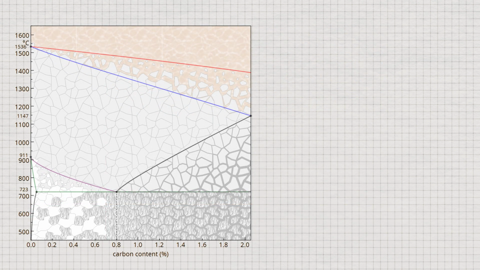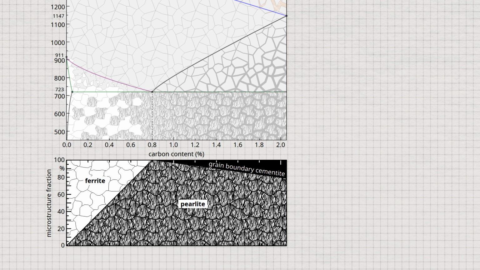To illustrate the different microstructural components at room temperature as a function of carbon content, a microstructure diagram can be created. At 0% carbon, the microstructure is initially pure iron and therefore 100% ferrite. As the carbon content increases, more and more pearlite is formed until at 0.8% carbon the microstructure is 100% pearlite. At higher carbon contents, cementite precipitates at the grain boundaries. The maximum proportion of grain boundary cementite is at 2.06% carbon, because immediately after solidification the solubility limit is undershot and cementite precipitates. The maximum grain boundary cementite content is 21.5%.